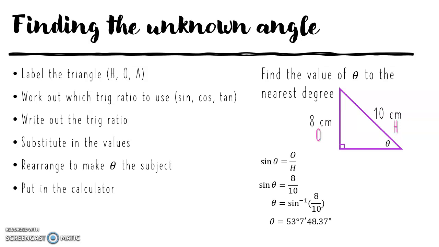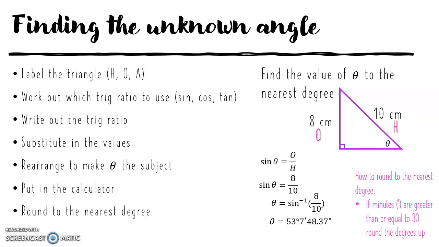To move from a decimal to degrees, like what I have on the screen, we need to press the degrees, minutes, seconds button, which is the second button in the third row of our Casio calculator. It looks like an open circle and then some commas. We then want to round to the nearest degree. So we get 53 degrees, 7 minutes, 48.37 seconds.